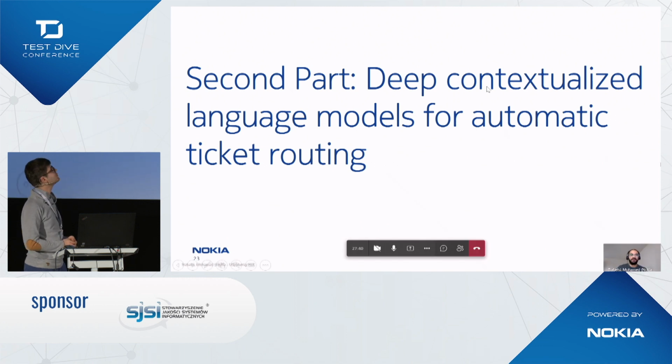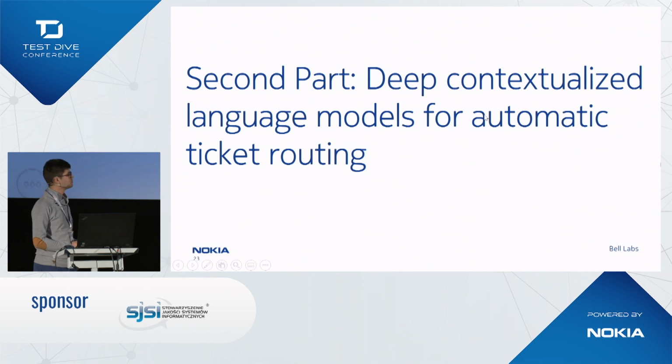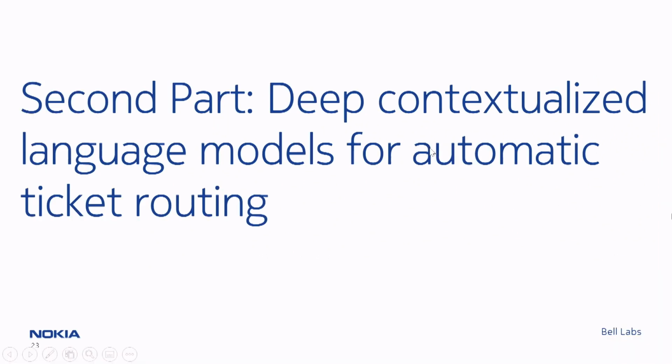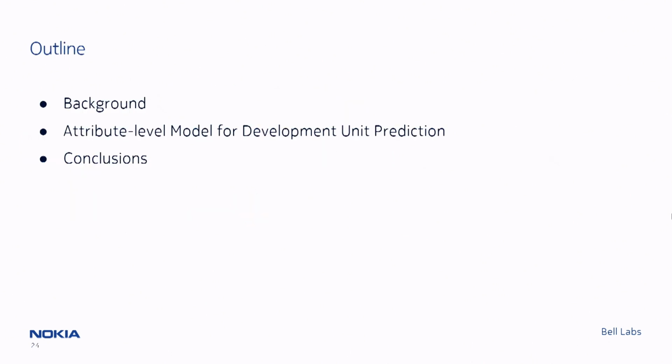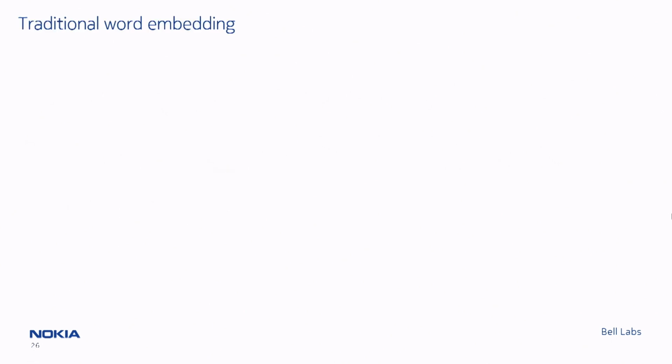All right, so let's move to the second part, which is related to deep contextualized language models for automatic ticket routing. This is the outline of my part. I will start with a background section about embedding techniques in general, from the traditional to deep contextualized embeddings. Then I will present the attribute level model for development unit prediction, and I will finish with the conclusions.